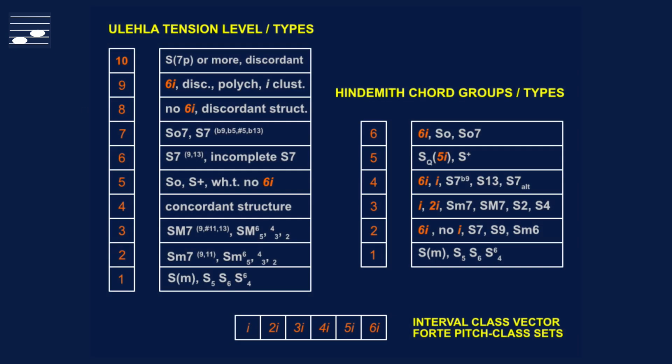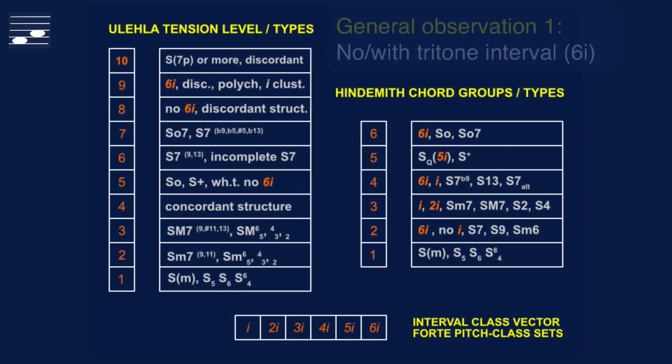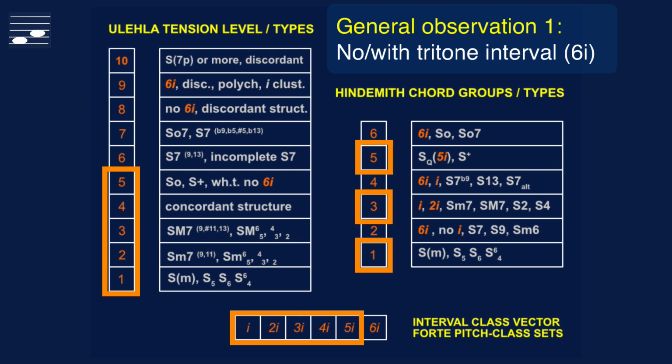First, there's a number of general observations. For both authors, the tritone, 6 semitones, 6i, is a distinctive interval. Hindemith puts the no-tritone chords in the odd-numbered groups. For Ulehla, these have lower tension level.